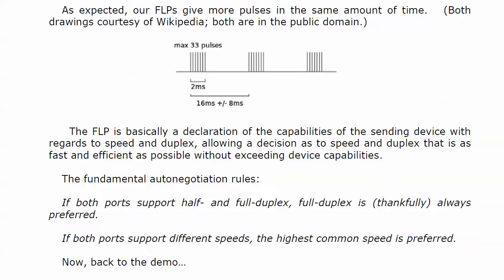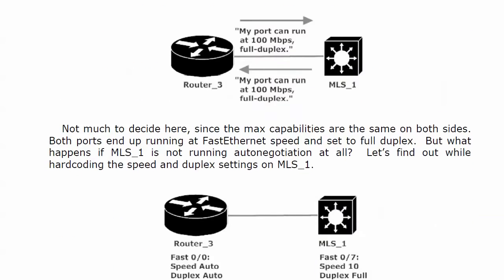Now, the fundamental auto negotiation rules. If both ports support half and full duplex, full is always preferred, and we're very, very grateful for that. No CSMA/CD, no half duplex jazz. Now, if both ports support different speeds, the highest common speed is preferred. Again, we're very grateful for that. Makes perfect sense.